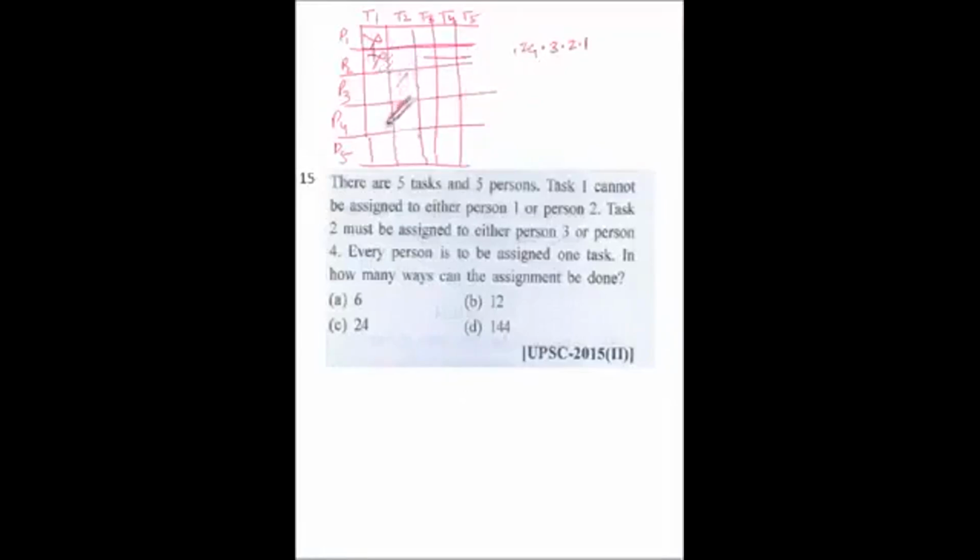So what is there out of these? 1 is there and 1 is there. So either this is there or this is there. So 1 is here and 1 is here. 2C1. So we get 2 into 2 into, so 24 is the answer. 2 into 2 into 2 is 8 and 8 into 3 is 24.